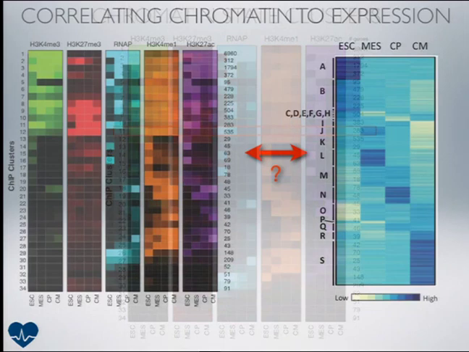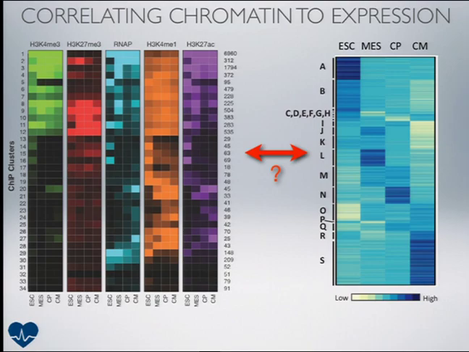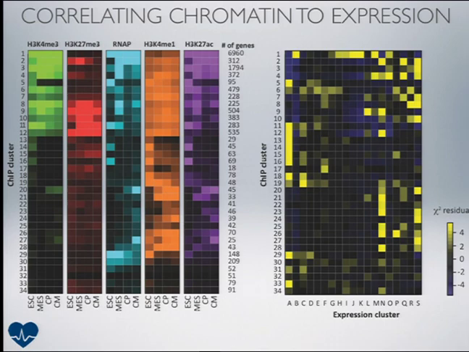And so the next question was, of course, how do these chromatin patterns now correlate with gene expression? Here, it's going to get a little bit more complicated, but it's actually very simple. What I'm showing you next to the heat map is simply a correlation of genes within a chromatin cluster and within a gene expression cluster. So yellow indicates the co-enrichment of genes that fall within two different clusters, a chromatin cluster and an expression cluster.